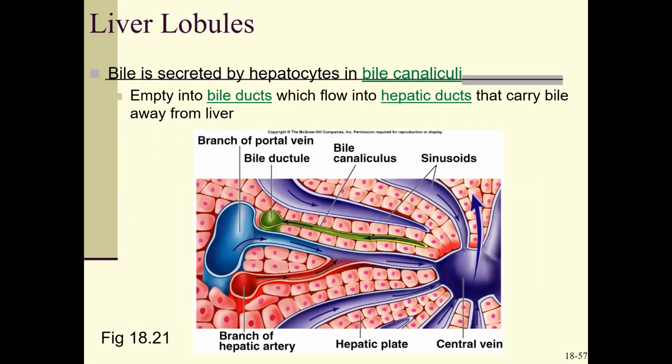And then hepatocytes also make bile from cholesterol. They then send that to the bile ductule, and the bile ductules will fuse to form the right and left hepatic ducts, which will merge to form the common hepatic duct, which then leads to the cystic duct, which brings the bile to the gallbladder.